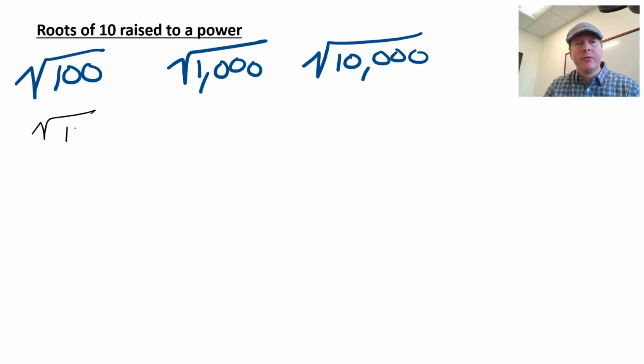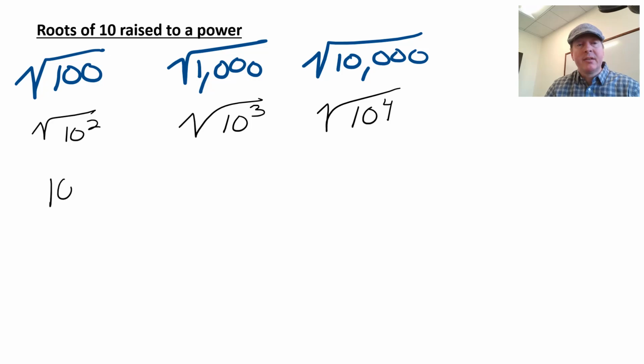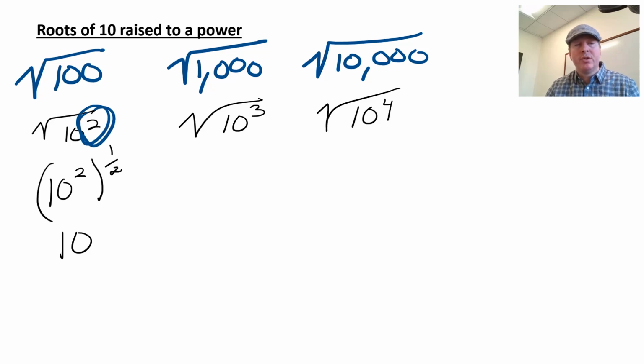Let's talk about the number 10 raised to an exponent and the roots of 10 when it's raised to an exponent. The square root of 100 is the same thing as the square root of 10 squared. The square root of 1,000 is the same thing as the square root of 10 cubed, and then 10,000 is 10 to the 4th. Well, the square root of 10 squared is the same thing as 10 squared to the power of 1/2, which is 10 to the 1. It's simply 10. So the moral of the story, if the exponent is 2, you divide by 2. You take 1/2 of that, it's 10 to the 1.